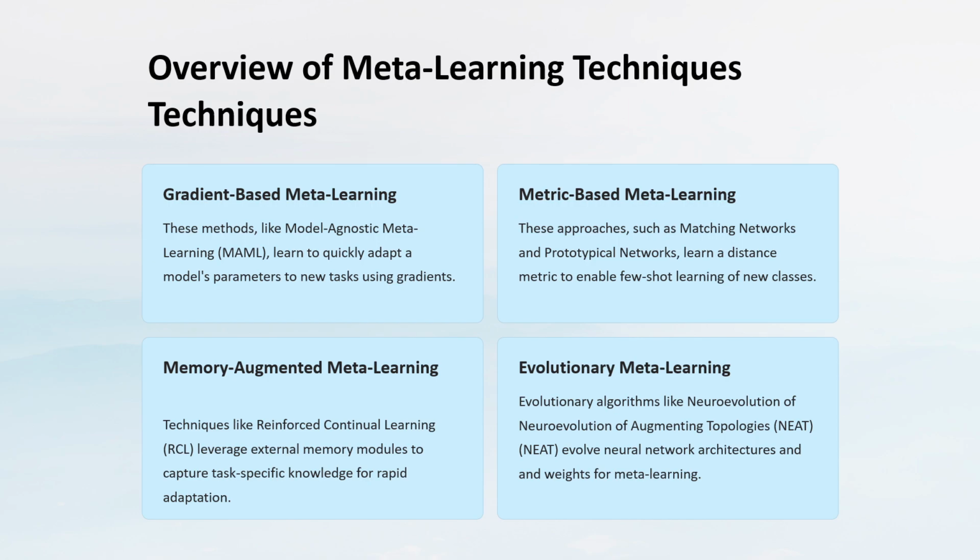And next is evolutionary meta learning. Evolutionary algorithms like neuroevolution of augmenting topologies, that is NEAT, evolve neural network architectures and weights for meta learning. So this evolutionary meta learning revolves around the neural network architecture of the system and its weights for meta learning.